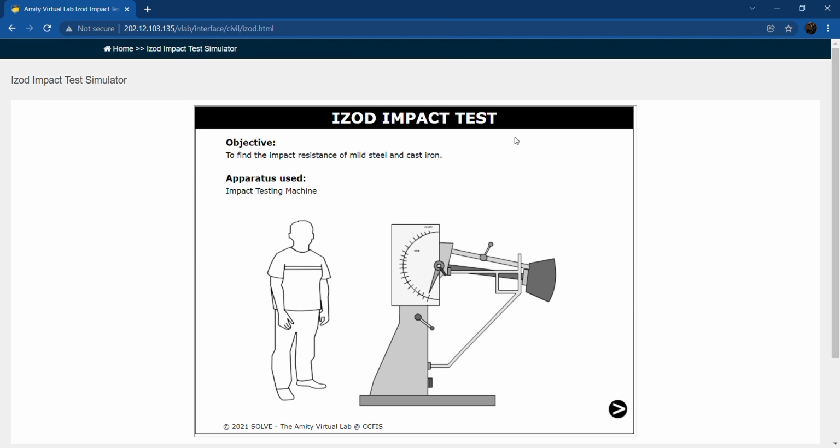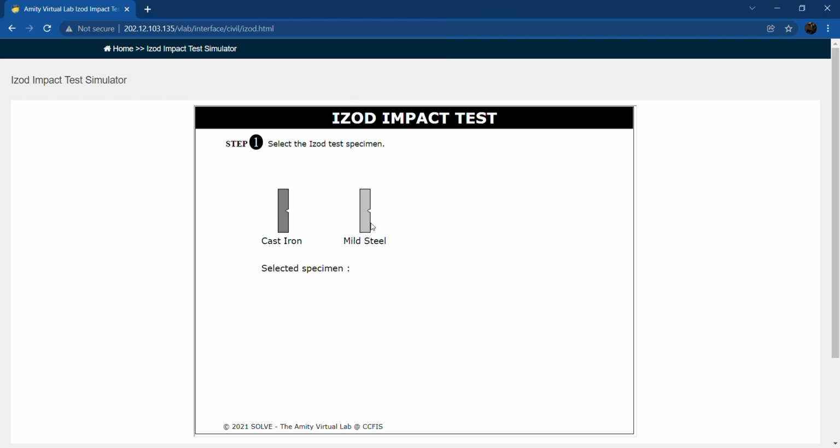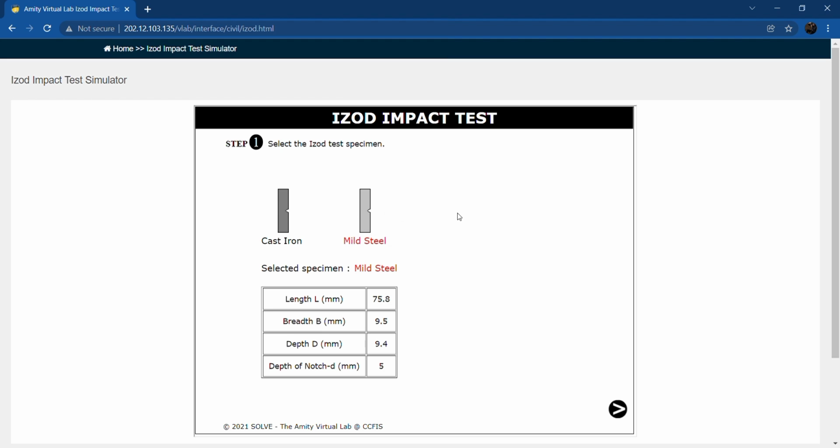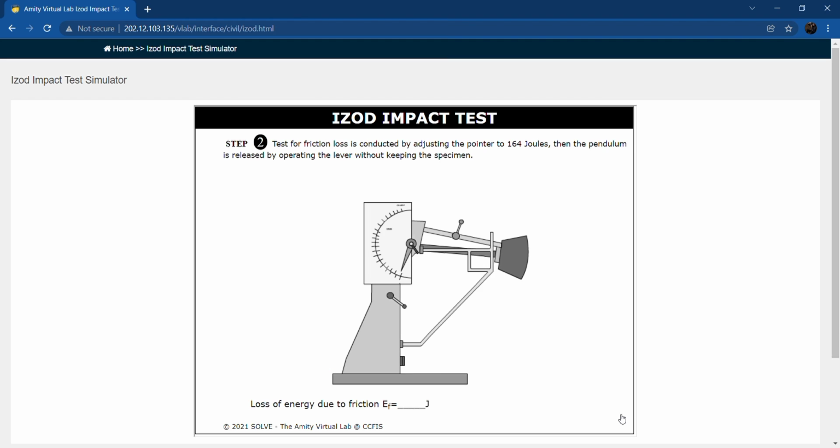Okay, now we'll be repeating the Izod impact test but with a different specimen. We'll be using the mild steel. The initial length is 75.8, breadth B is 9.5, depth D is 9.4, and depth of notch D is 5. Using the same method as the first Izod impact test using the cast iron, we are repeating it, and the loss of energy due to friction that we got is 2 joule.